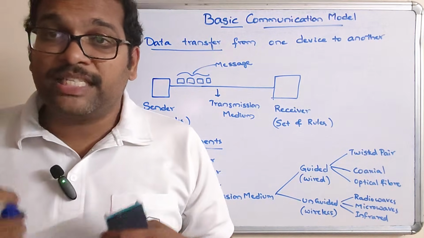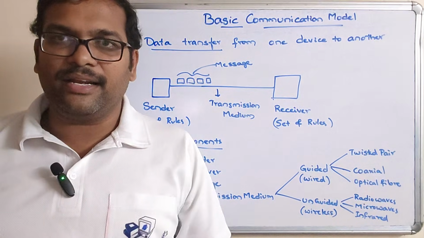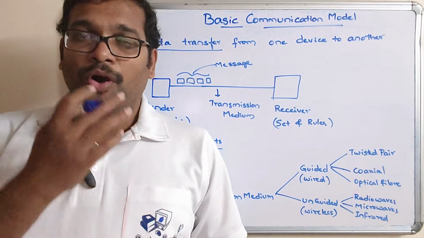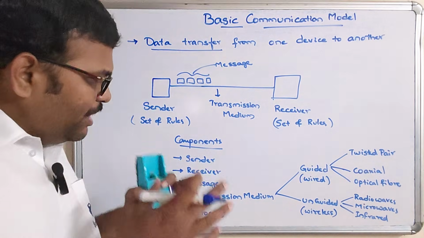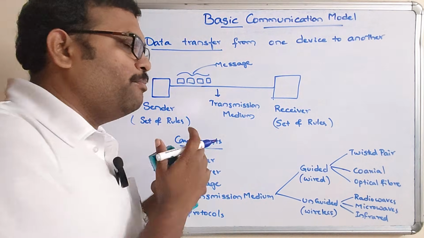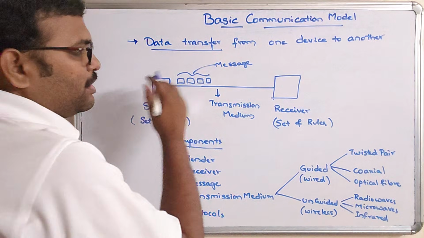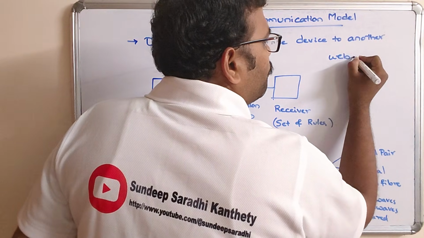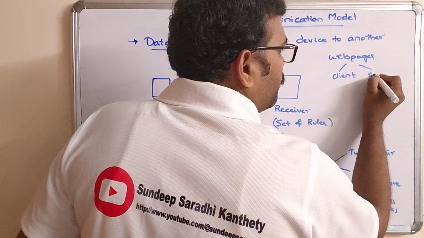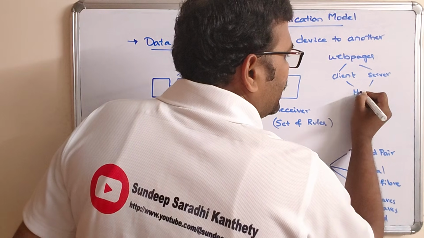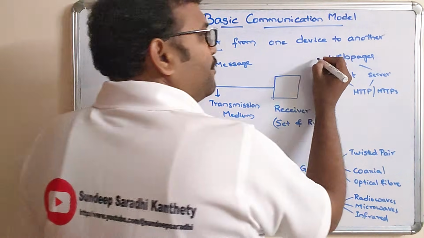And the next one is the protocols. The sender as well as the receiver will follow a few rules in order to send the data. That means how the data can be transmitted, or in which format the data can be transmitted. These rules are followed by both the sender and the receiver, and we call them protocols. If the communication is between web pages, meaning client and server, then the protocol is HTTP or HTTPS.